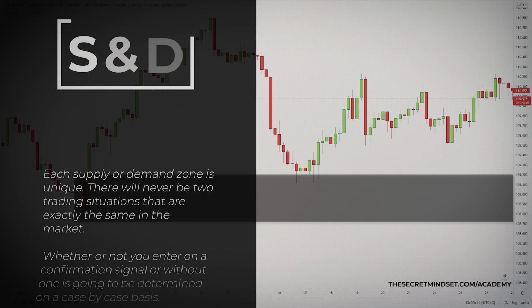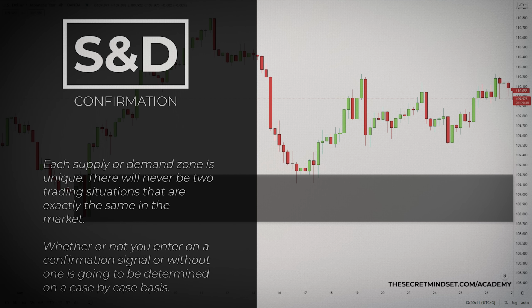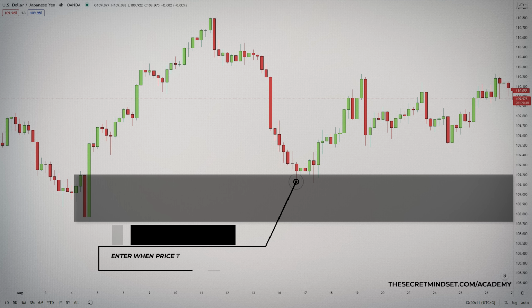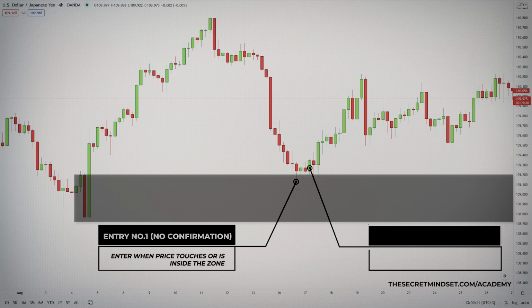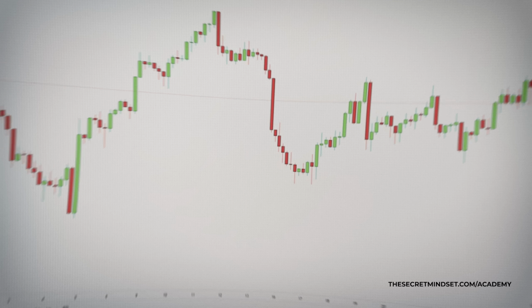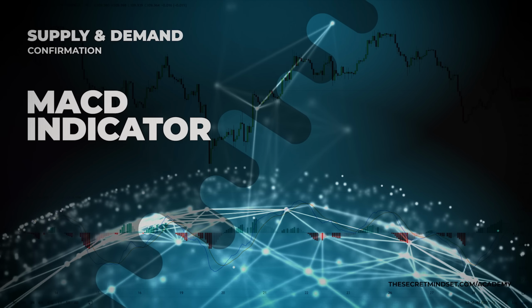It's important to understand that each trade and each supply and demand zone is unique. There will never be two trading situations that are exactly the same in the market. So, whether you enter on a confirmation signal or without one is going to be determined on a case-by-case basis. You might choose to wait for a confirmation signal at a supply or demand level, or you might just enter blindly at this key level. I prefer to have a confirmation from an indicator, and one of the best ways of doing this is through establishing confluence. First confirmation comes from the MACD.